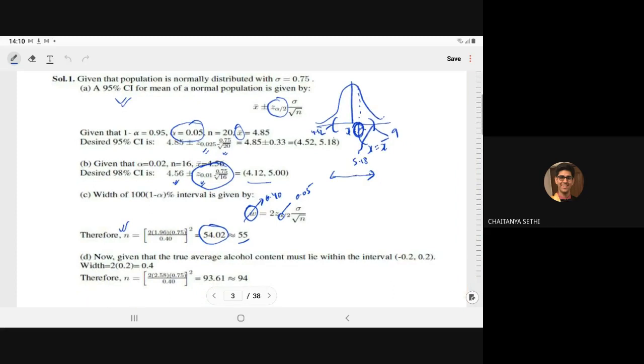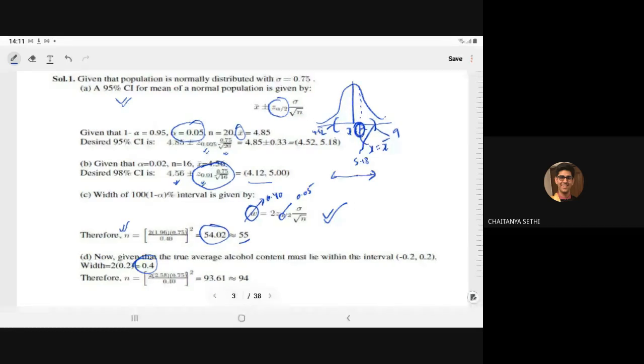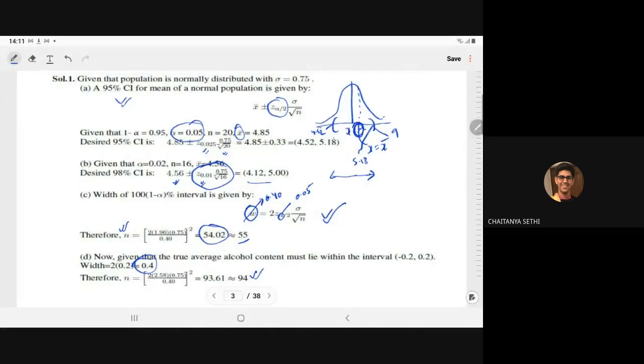Given that the true average alcohol content must lie within the interval minus 0.2 to 0.2, the width will become 0.4. So W is 0.4. The same formula we have to use. W is equal to twice of Z alpha by 2 into sigma upon root n. So n will become 2 into Z alpha by 2 into sigma upon W, whole square. This will come 93.61. As I have told you, always we have to take the ceiling value. So the required sample size will be 94.